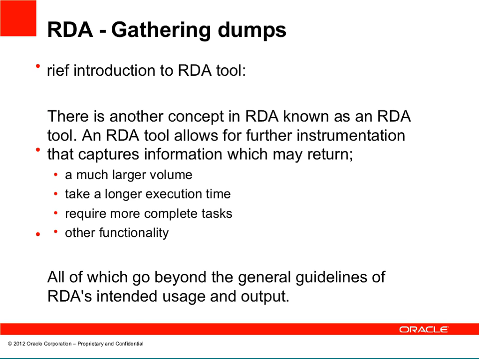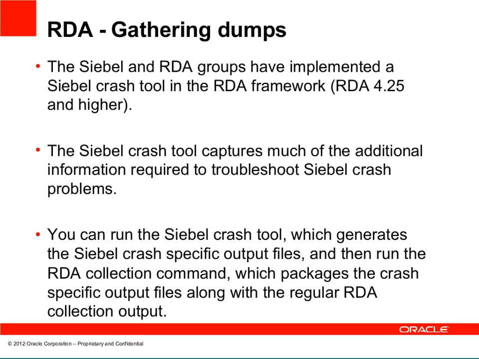Okay, the latest version is 4.26, but the Siebel element was introduced from 4.25, I think around October last year. The purpose of it really is to save you a job, and that is it can gather a whole set of information about a given crash if we tell it the process ID of the crash and point it in the right direction.